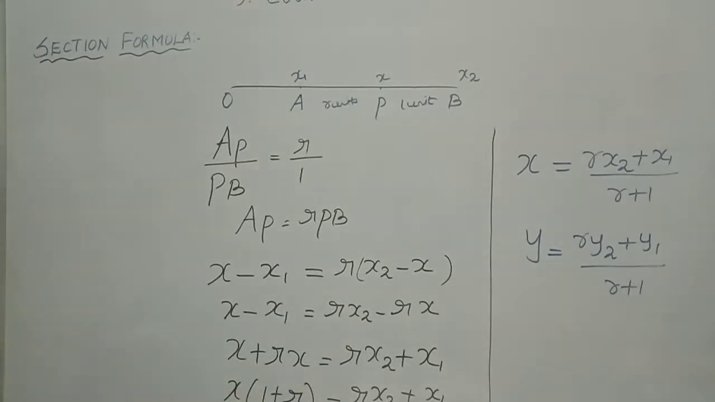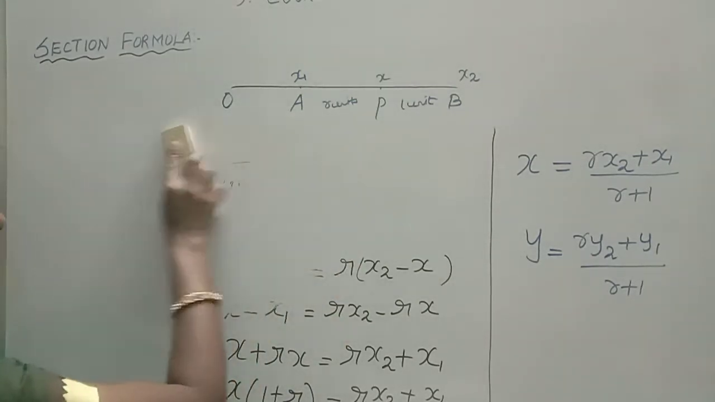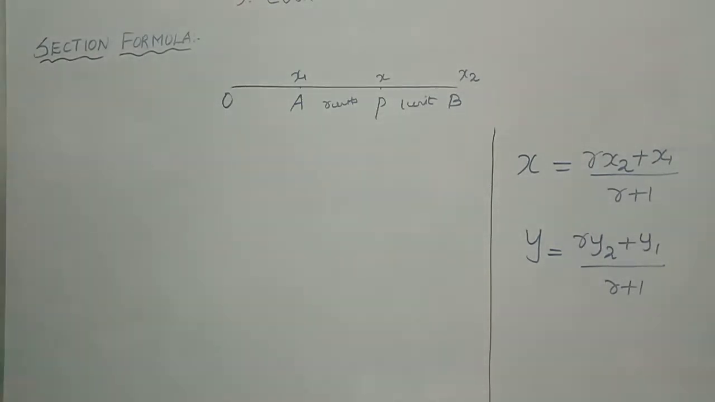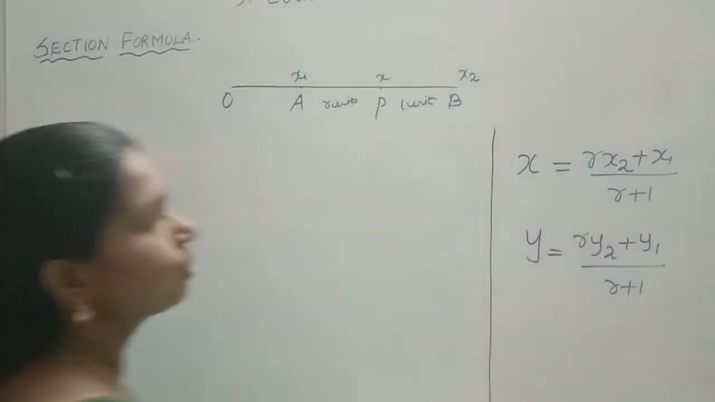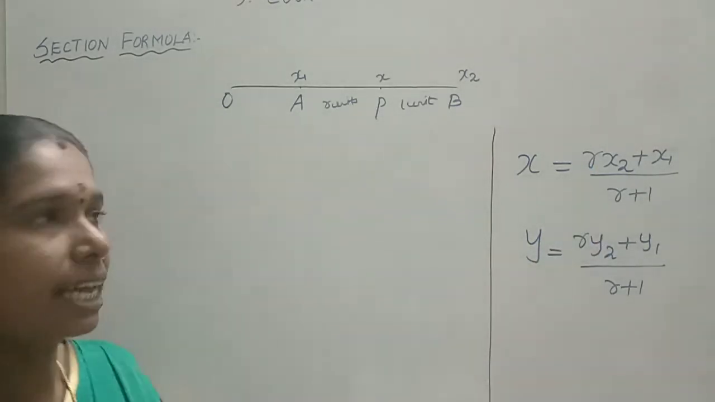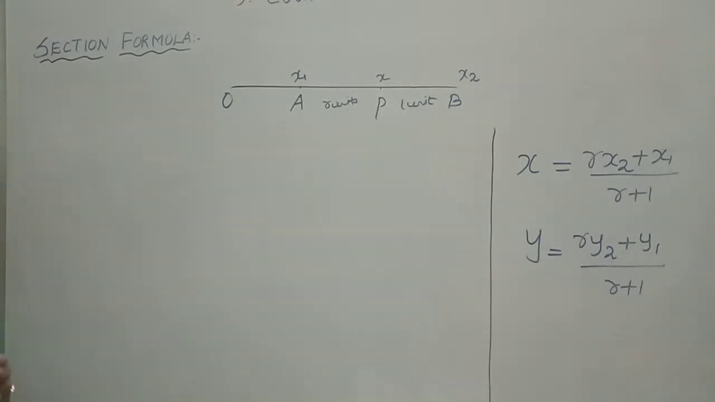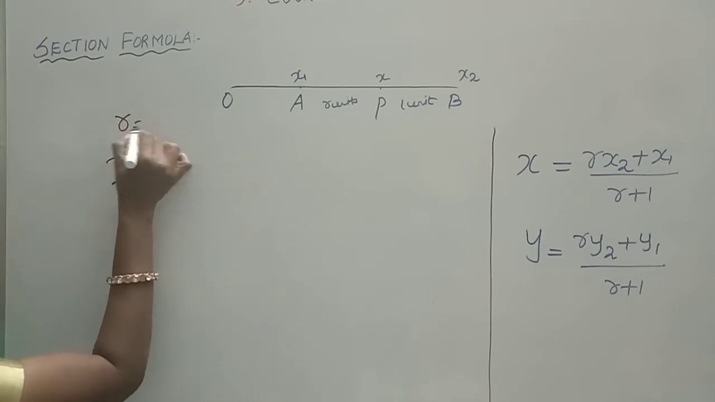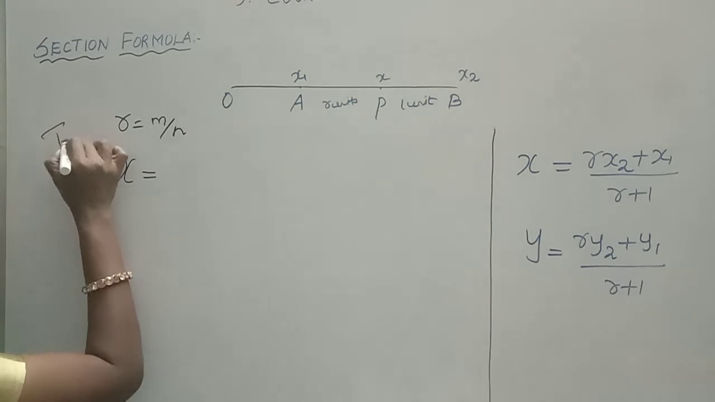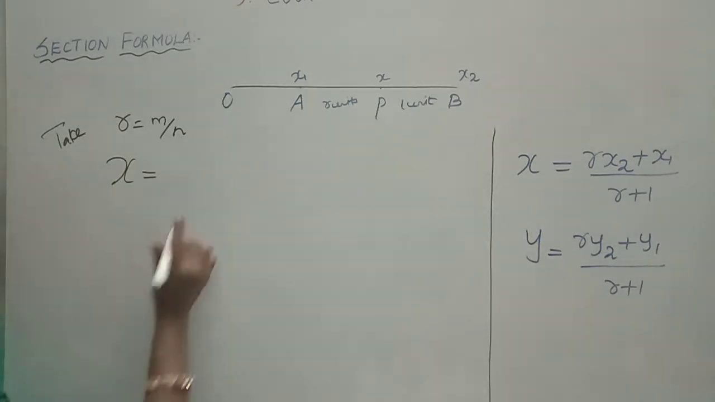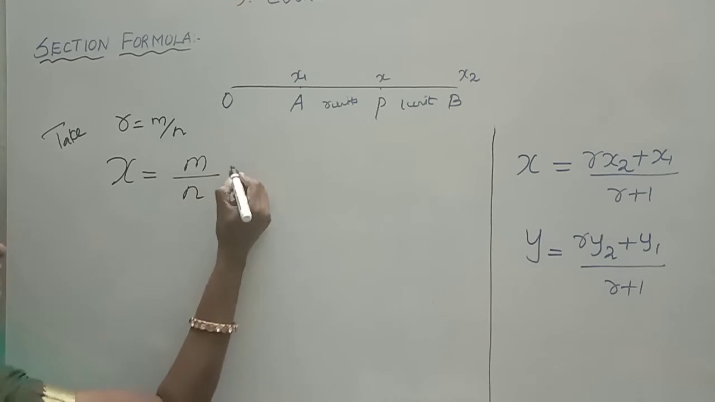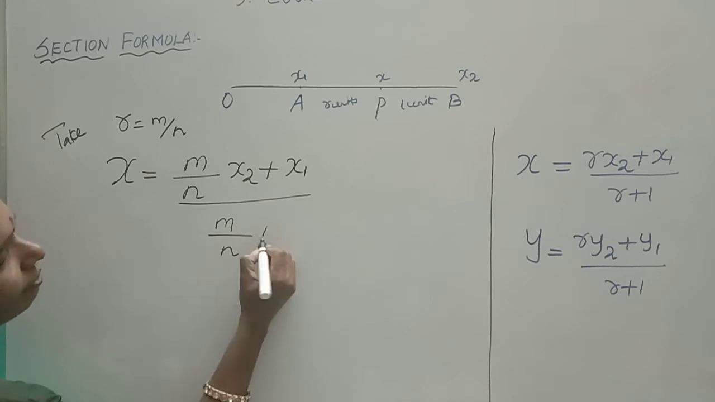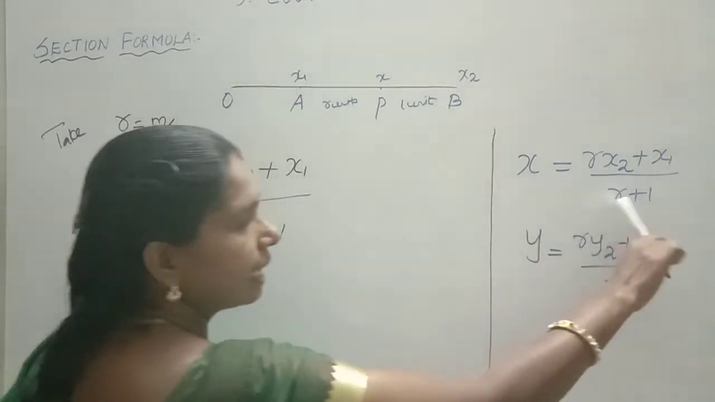Now, if we replace the ratio, I am going to replace r with the ratio m is to n. That is, the line is divided in the ratio m is to n, and this is how to find the section formula. Now x becomes, in the place of r, take r is equal to m by n. Here I am writing m by n of x2 plus x1 by m by n plus 1.